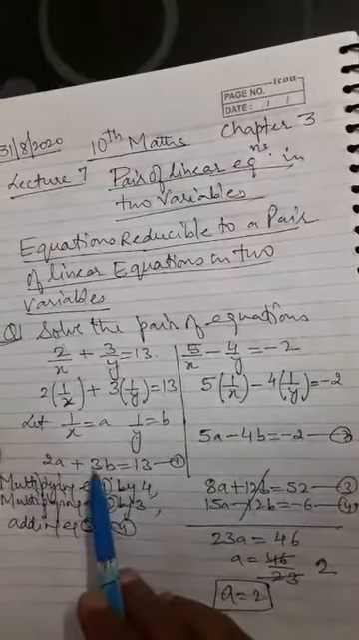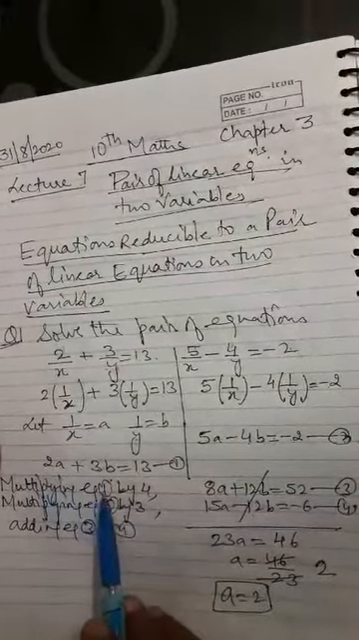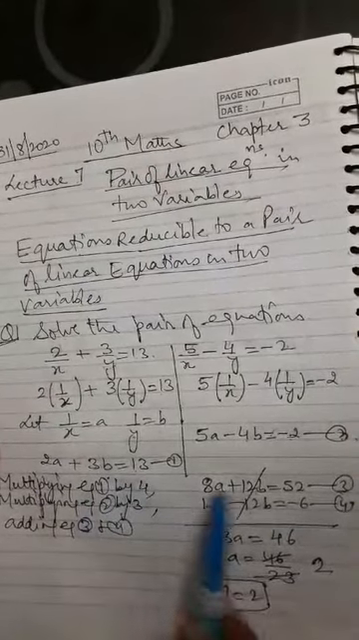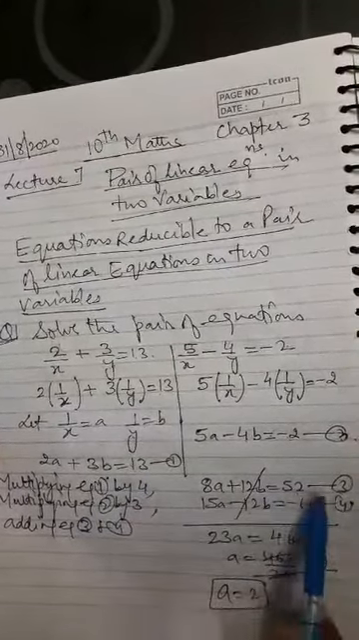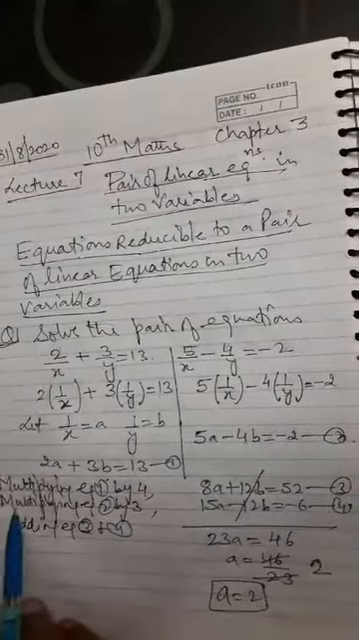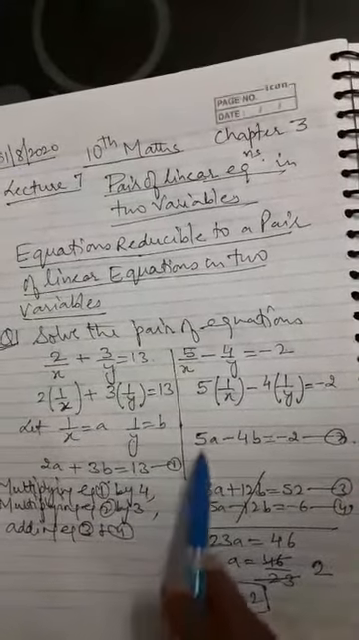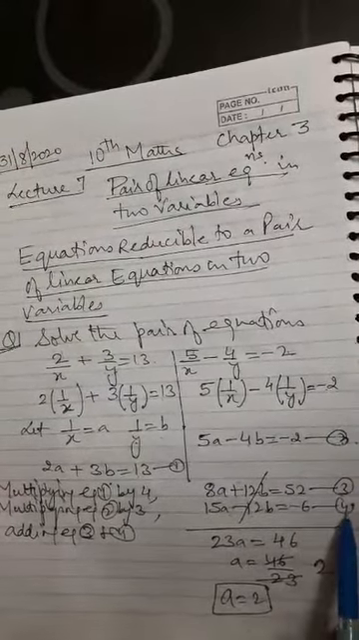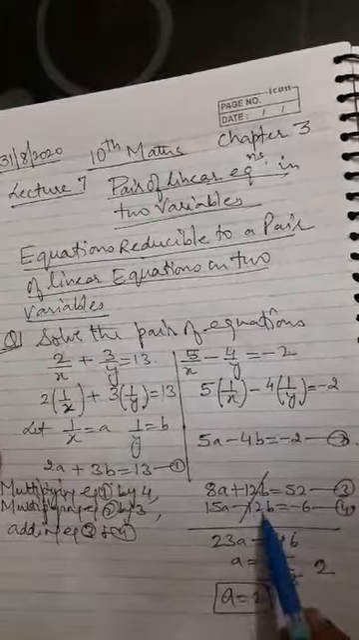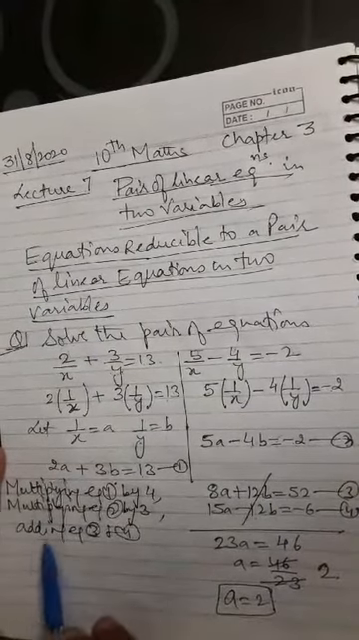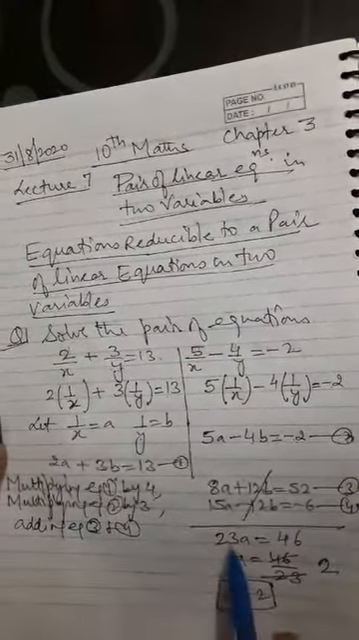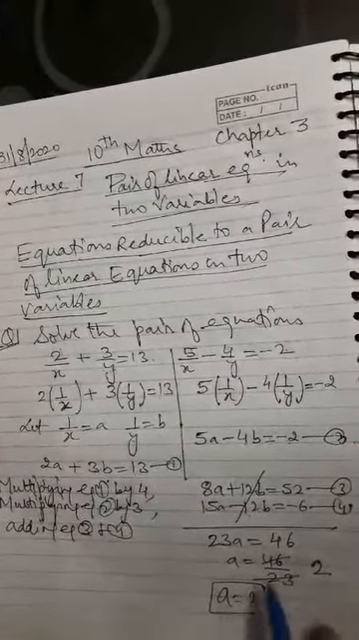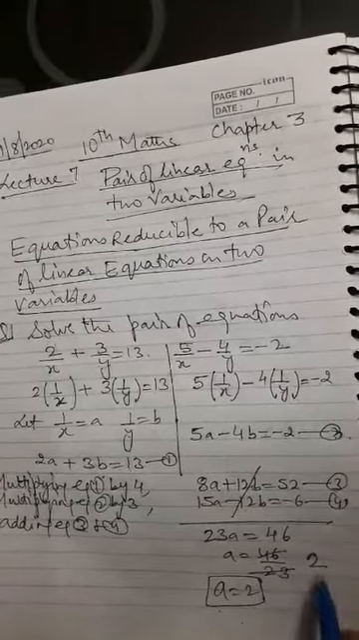So what I will do, multiplying equation 1 by 4, I will get 8a plus 12b equal to 52, that is equation number 3. Multiplying equation 2 by 3, that is 15a minus 12b equal to minus 6, that is equation number 4. Plus 12b minus 12b can be cancelled by adding equations 3 and 4. So 23a equal to 46 and a equal to 2. 46 divided by 23 is 2.